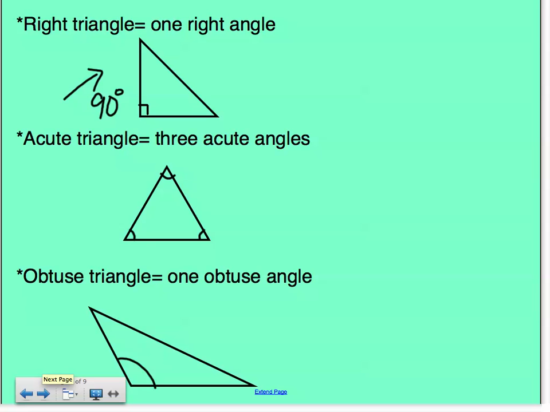Now you'll often see that triangles can sometimes have double descriptors, meaning you could have an obtuse scalene triangle, meaning one that has 1 obtuse angle and no congruent sides. Okay, so sometimes you'll be asked to identify triangles by both their sides and their angles at the same time.